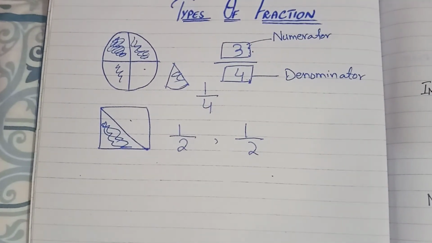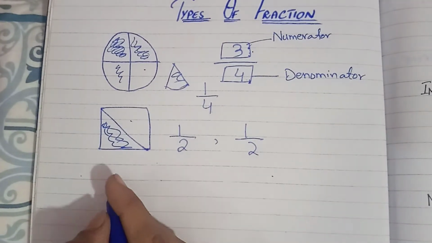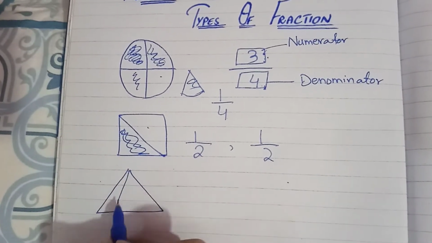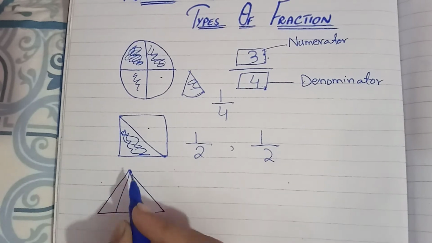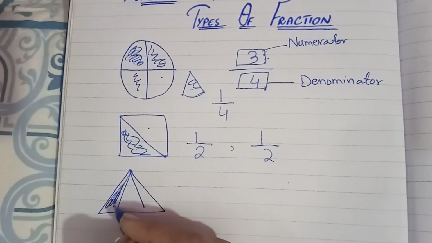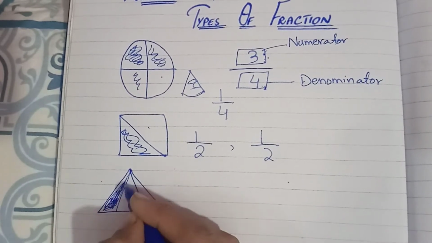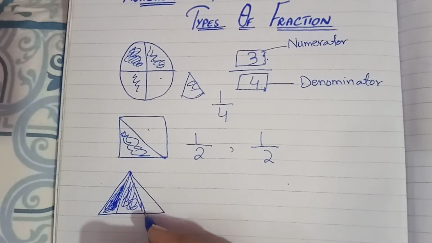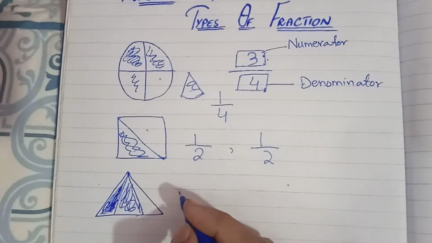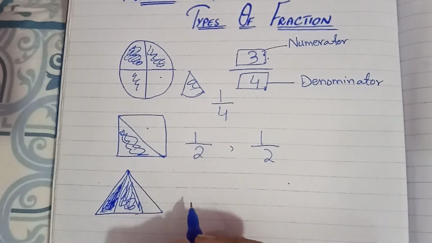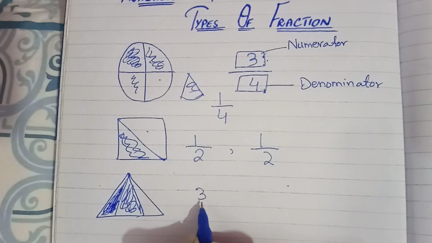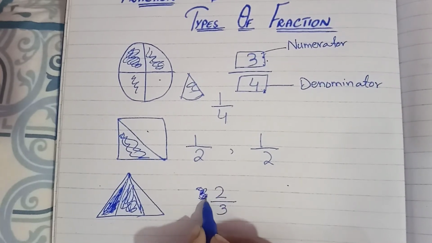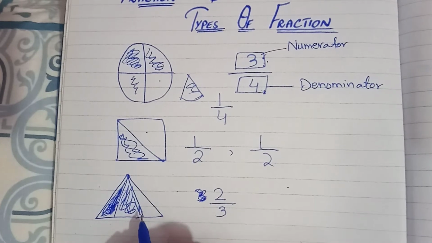And let's suppose we have a triangle and we have divided it into three equal parts and two parts are shaded. Sometimes questions are given like that, two parts are shaded. So how can we show that? How many parts of this triangle are shaded? It will be 2 upon 3 part of this triangle are shaded.